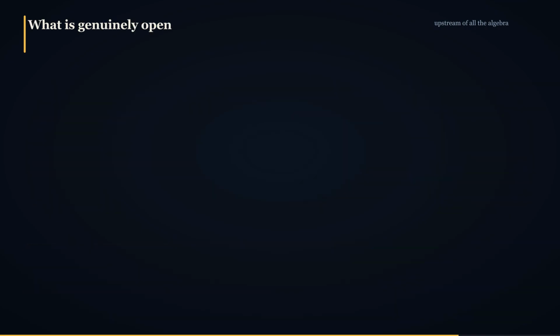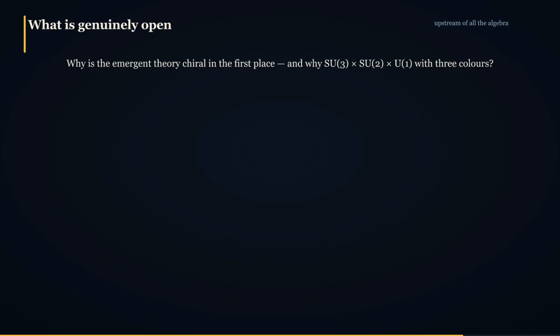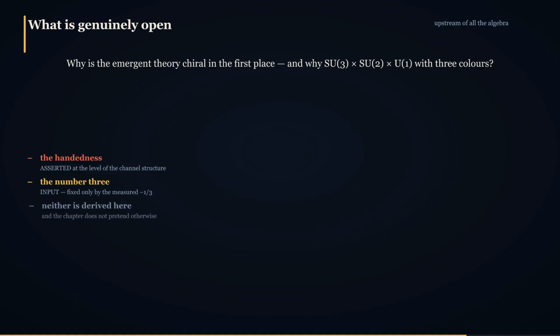The open piece sits upstream of all the algebra, and it is the obvious question. Why is the emergent theory chiral in the first place, and why this particular group with 3 colors? The handedness is asserted at the level of the channel structure. The 3 is an input. Neither is derived here.